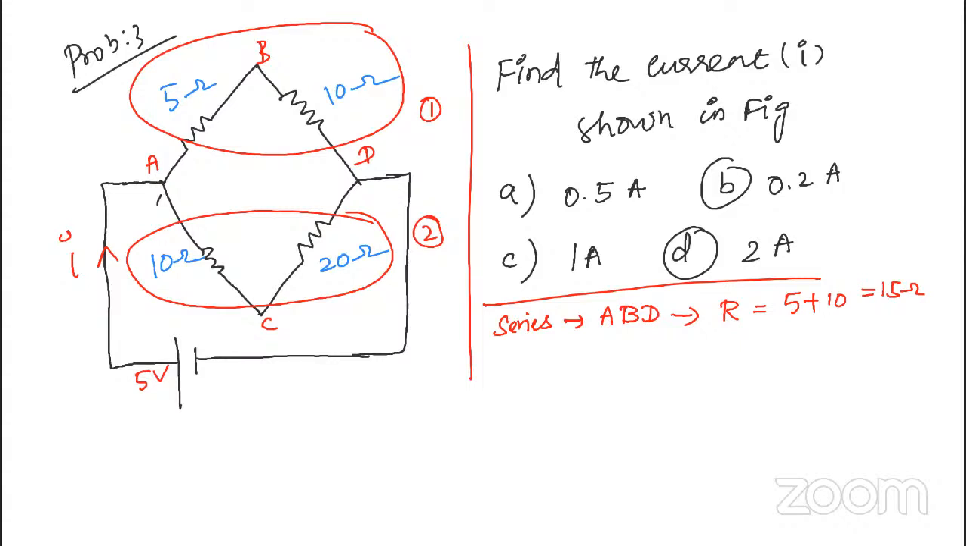Okay. Next, we can go for the other series, that is ACD. The R value should be equal to 10 plus 20, which is equal to 30 ohms. Now what are we going to do with these two circuits? They are connected in parallel form. We have to convert, right? After converting to parallel form, we substitute into the parallel formula. Okay, that is the second step.